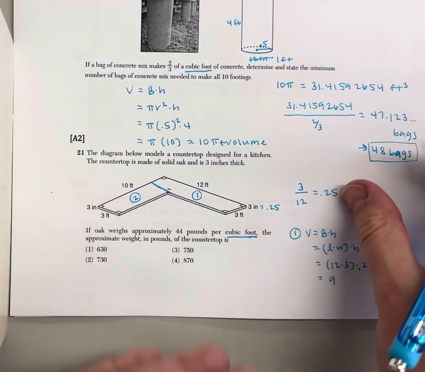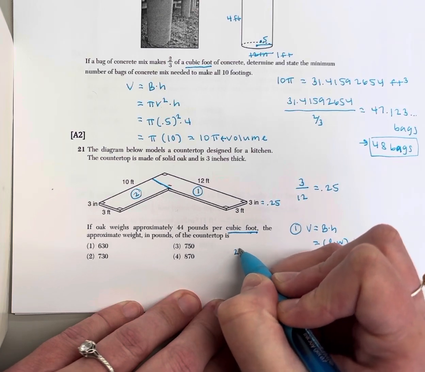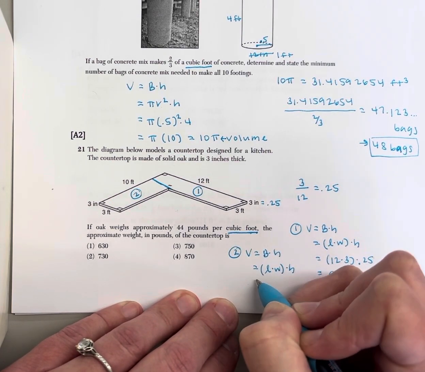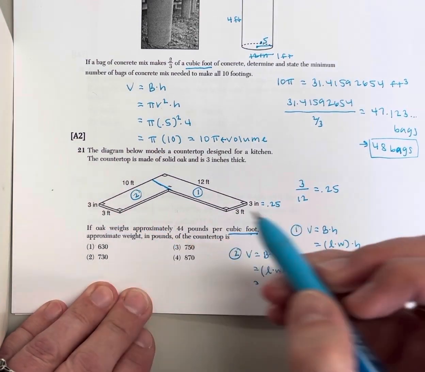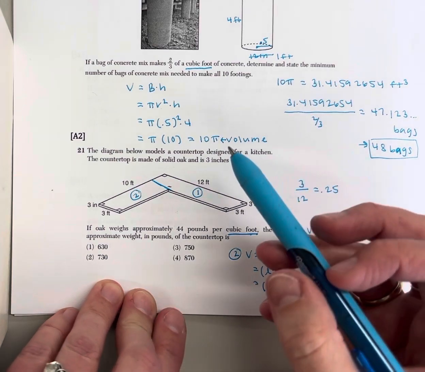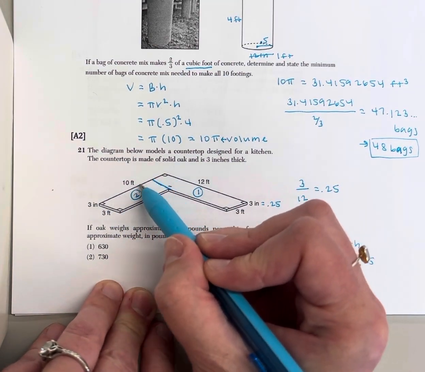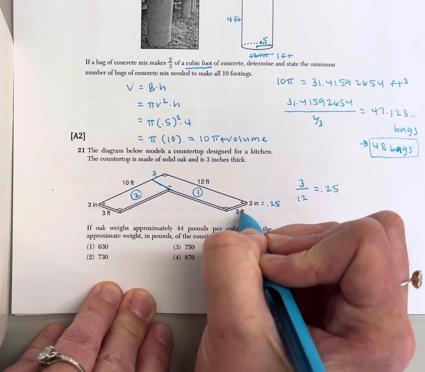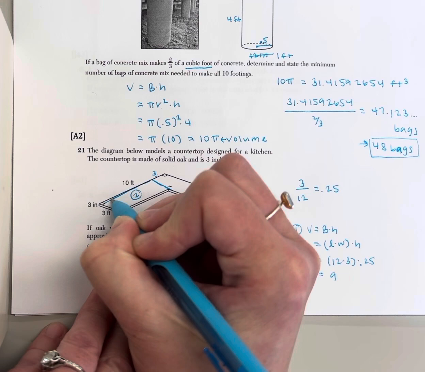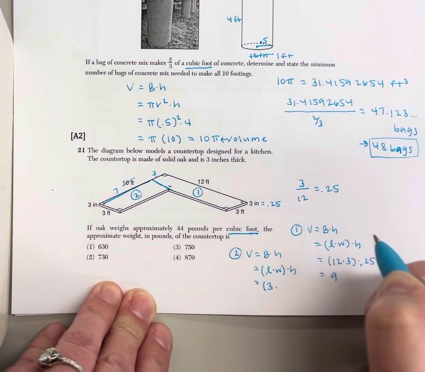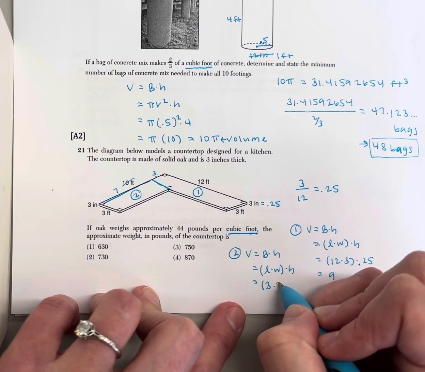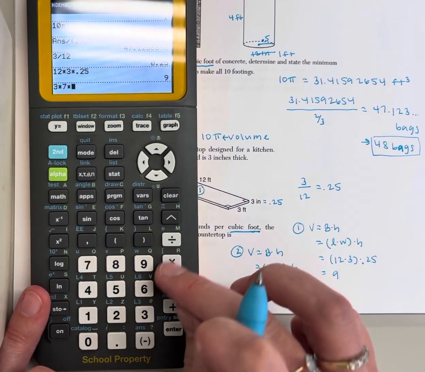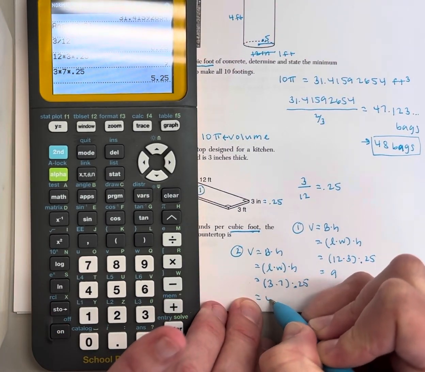For the second volume, I'm gonna do the same thing. Put that over here. Capital B times H, which is still length times width times height. The length in this case is 3. Now, this is where we have to be careful. This whole thing is 10, and this little piece where I cut it, that's 3, because this over here is 3. So just from here to here is gonna be 7. So I've got 7 and 3, and then 0.25 again. So 5.25.